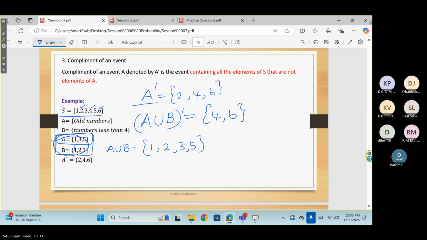Then, here, tell me the outcomes in the complement of A intersection B. First, we identify what are the elements in the intersection. Then tell me what are the elements in the intersection. 1 and 3. Then what are the other elements? 2, 4, 5, 6. Now clear? Complement is okay now.